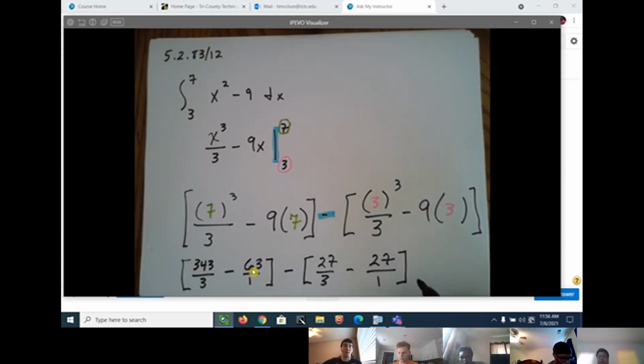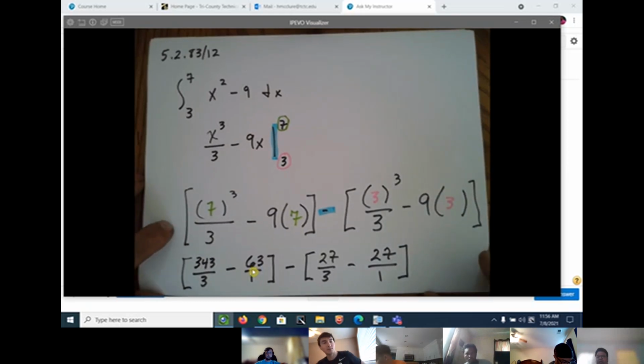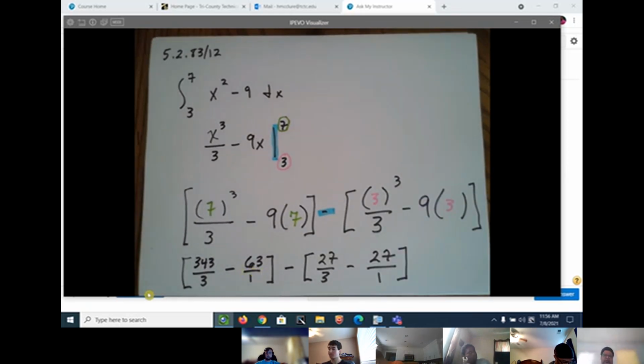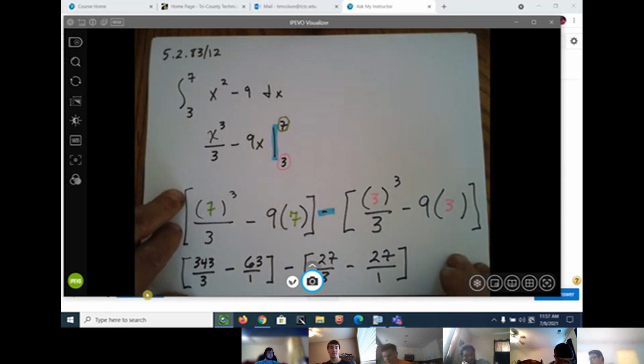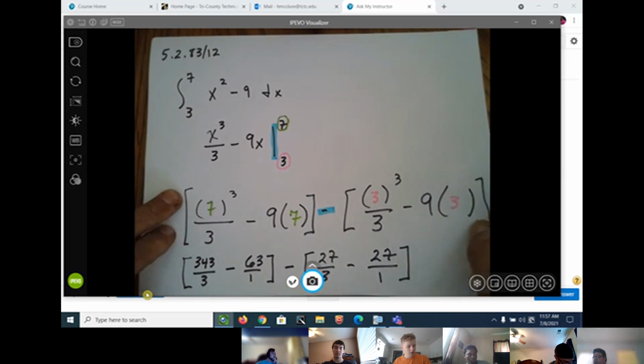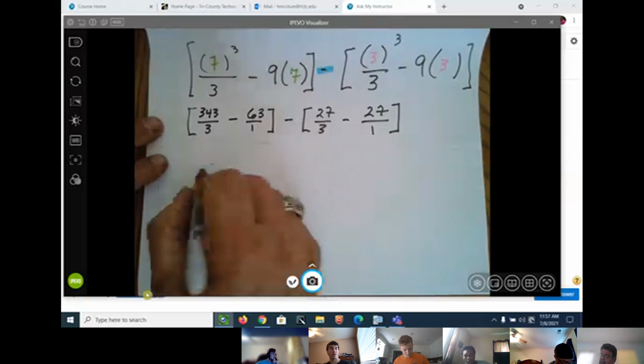And I left them as fractions. I know that 27 over 1 is 27, and 27 divided by 3 is 9. I know that. I got a degree in running water and everything. But I'm leaving everything as a fraction so I can get a common what? Denominator. So the common denominator is 3.